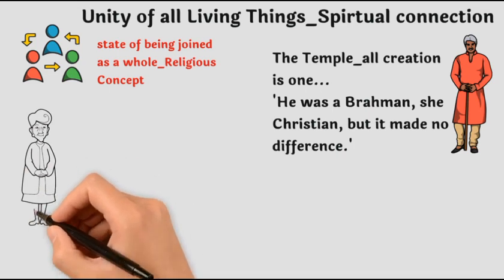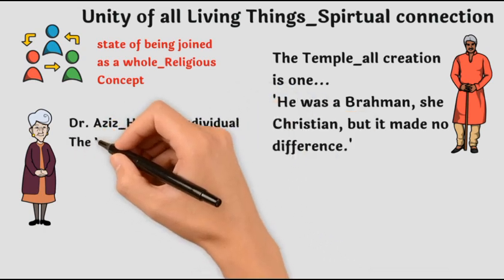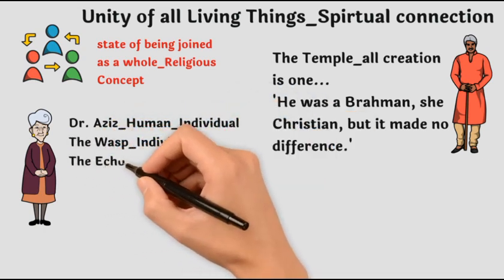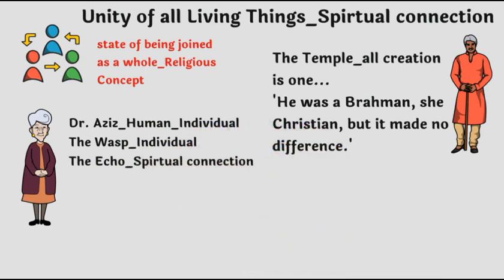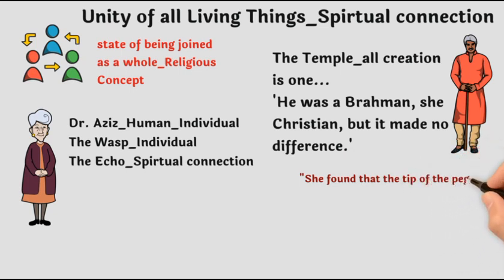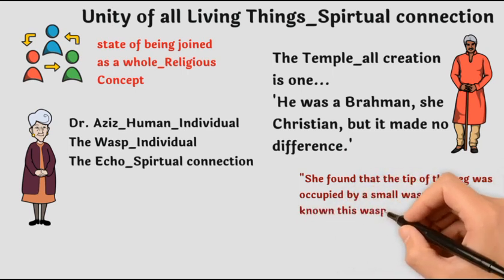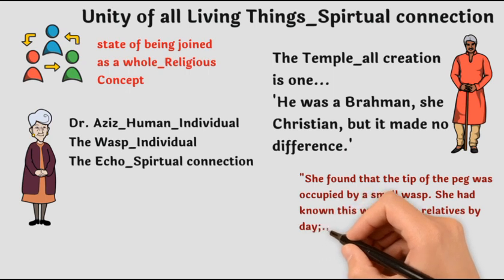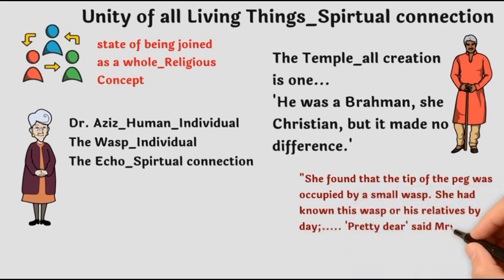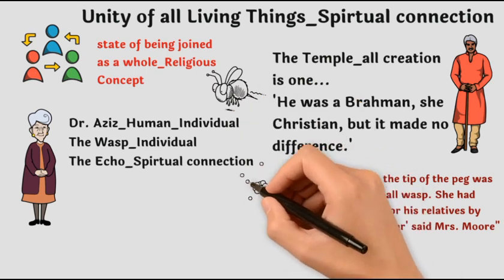Now if we take the example of Mrs. Moore, she takes Dr. Aziz as a human, as an individual, without considering that he's an Oriental, he's an Indian, or he's not an Occident, he's not of white color. Likewise, the wasp. When she saw it, she also took it as an individual. She found that the tip of the peg was occupied by a small wasp. She had known this wasp or his relatives by day. "Pretty dear," said Mrs. Moore. She is saying pretty dear to a wasp, and so is taking it as an individual, and is showing that there is a spiritual connection in the world by which everyone is connected.